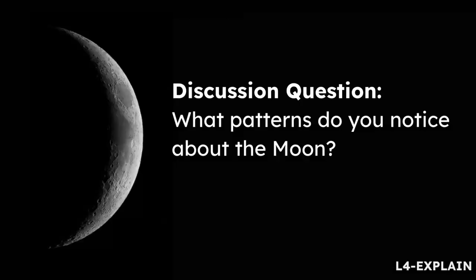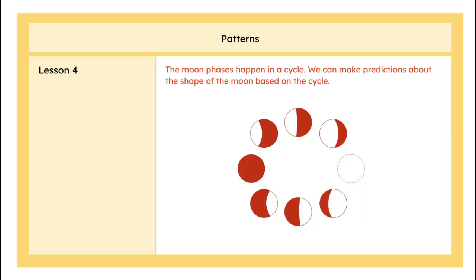For the Explain portion, you'll invite students to gather in a circle to analyze and interpret their observations around patterns of the moon. You'll use the provided questions to guide your discussion around the question, what patterns do you notice about the moon? The goal of this class discussion is to use student observations to figure out patterns in the shape of the moon and how the moon phases are a cycle.